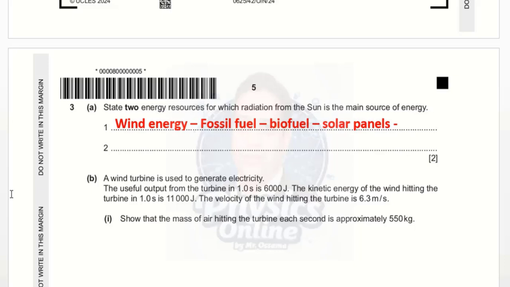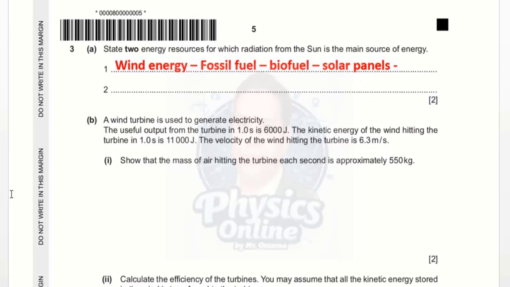A wind turbine is used to generate electricity. The useful output from the turbine in 1 second is 6,000 joules. The kinetic energy of the wind hitting the turbine in 1 second is 11,000 joules. The velocity of the wind hitting the turbine is 6.3 meters per second. Show that the mass of the air hitting the turbine each second is approximately 550 kilograms.